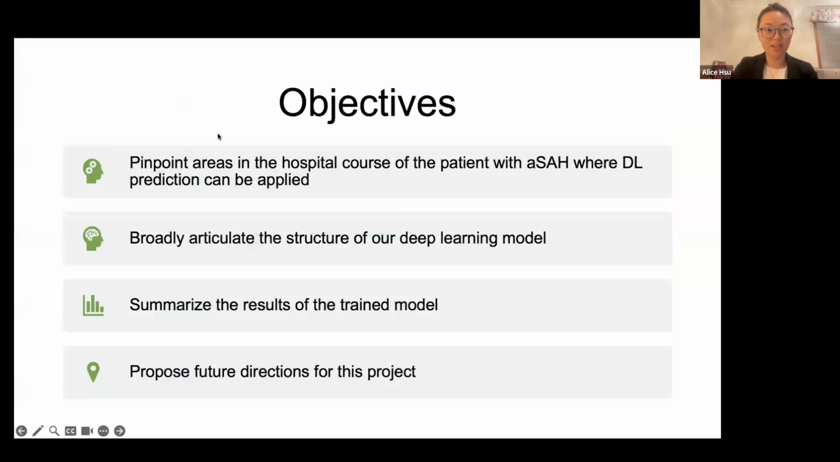Today, the objectives will be to pinpoint areas in the hospital course of the patient with an aneurysmal subarachnoid hemorrhage where deep learning prediction can be applied. We'll broadly articulate the structure of our deep learning model and then summarize the results of the trained model and propose a few future directions for this project.